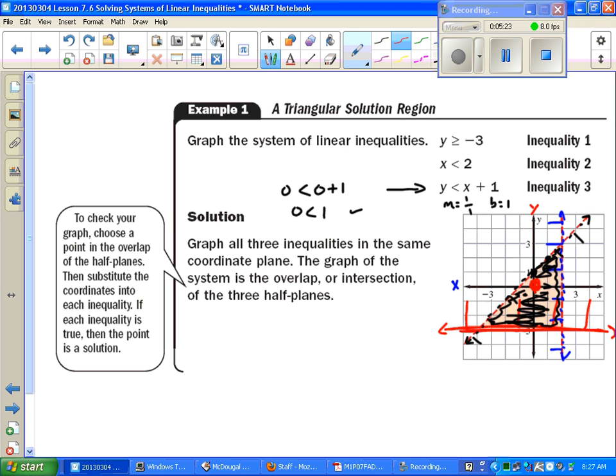Check that first inequality. 0 is greater than or equal to negative 3. True statement. The second inequality, 0 is less than 2. True statement. And we checked the black one already. We plugged in 0, 0, and we got 0 is less than 1. So all three of them are true, and that's why it's a solution.